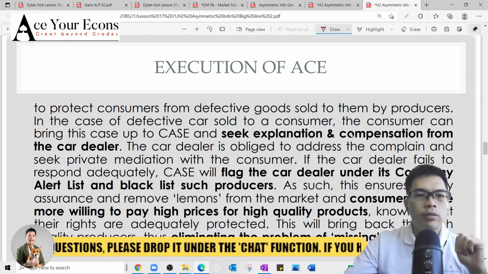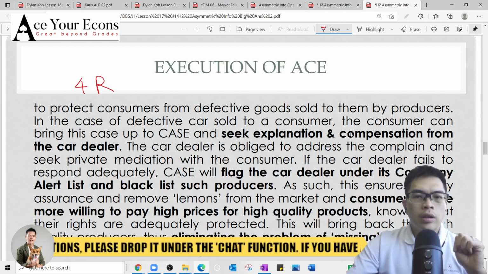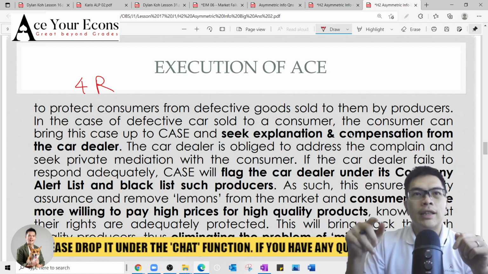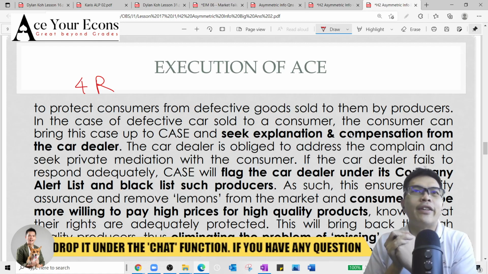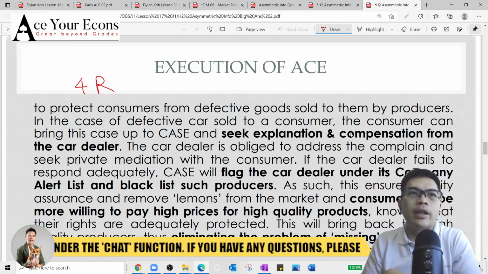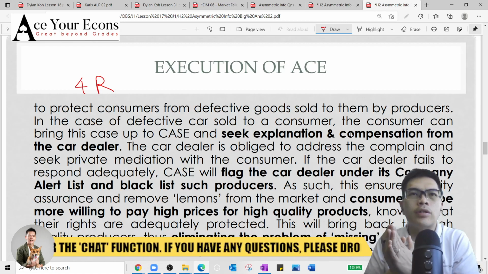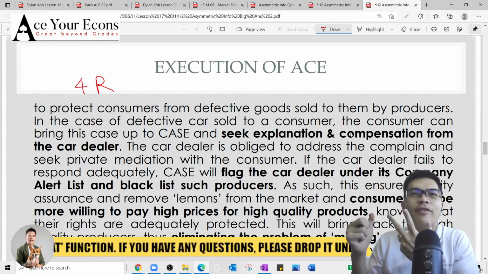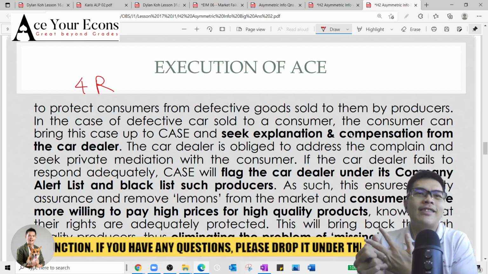We are going to stick to the 4R approach. You can skip this if you're not sure. This is what I did when I went to the CASE website and found lemon law. There's a lot more things in the CASE website, but remember what's the 4R approach? Reduce, replace, refund, repair.